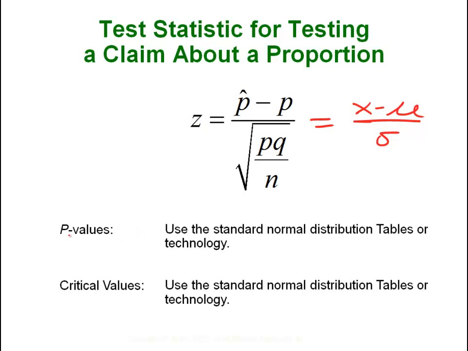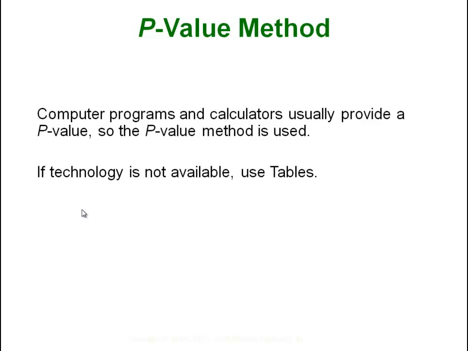Again, we have our two different methods, the p-value method and the critical value method. You can use tables or technology for either. Of course, we're always going to strive for using technology. It's easier and it's more accurate, and we're also always going to strive for the p-value method because, again, it's the more accurate and more widely used method. Most of your computer programs, calculators, technology will always provide you with a p-value, so that's one of the reasons why we're going to use it.